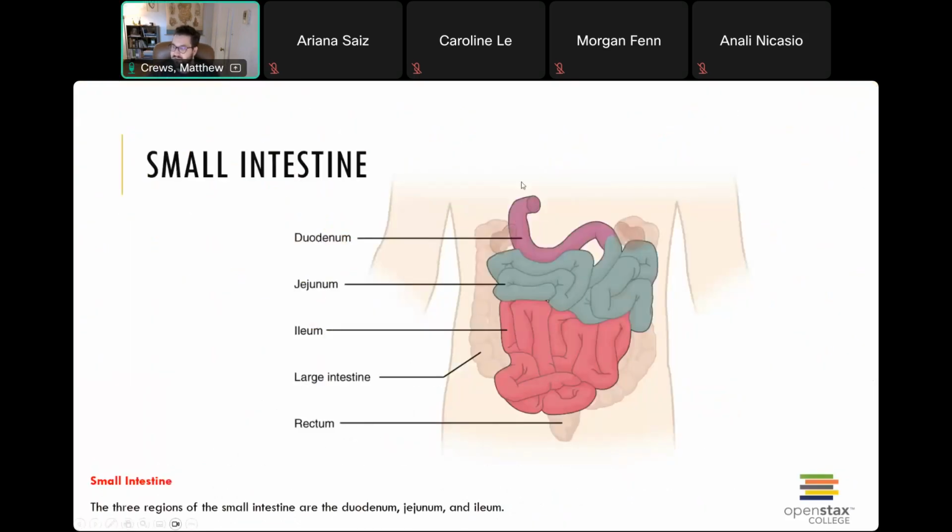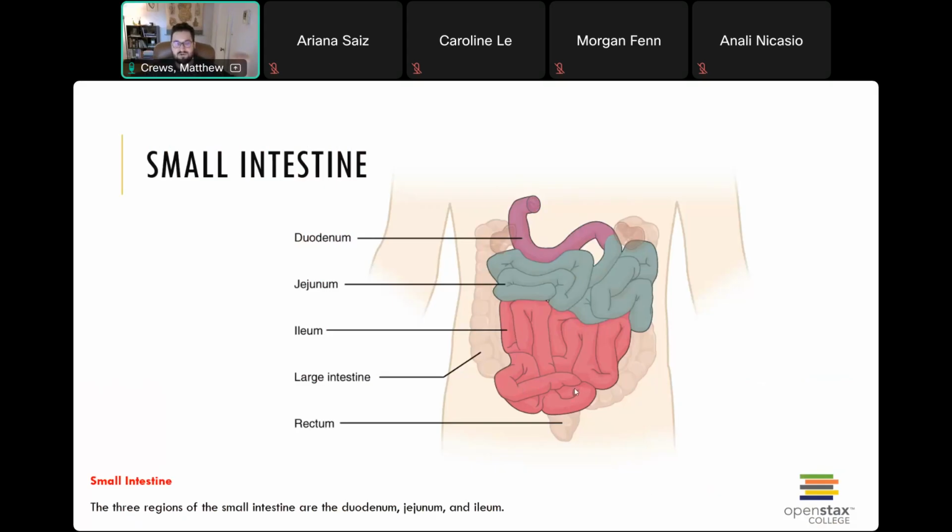We've got three portions of the small intestine. We've got the duodenum, then the jejunum, which is this next section, and then the ileum, which is this part right here. These three segmentations, I guess you could call them, do different things, and that's what differentiates between them.